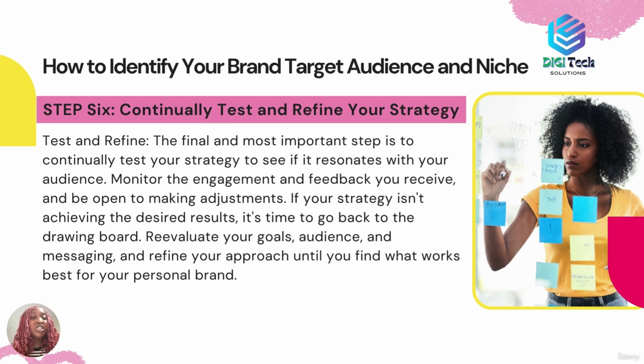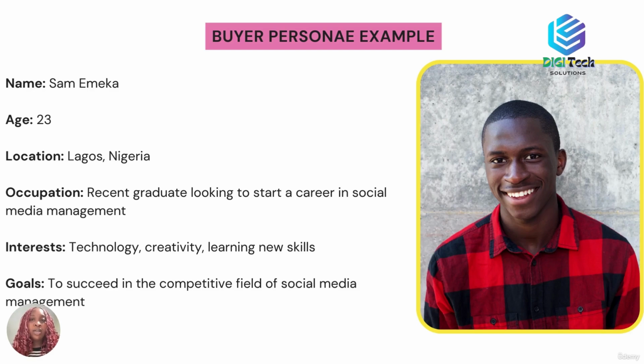If your strategy isn't achieving the results that you want, it's time to go back to the drawing board, reevaluate your goals, your audience, messaging, and refine your approach until you find what works for your personal brand. Now I've shown you the step-by-step process on how to actually identify your target audience. Now I'm just going to be showing you an ideal buyer persona example.